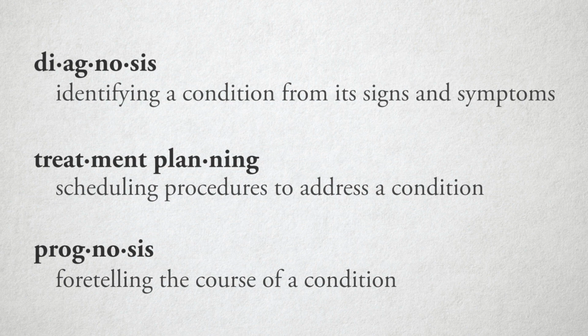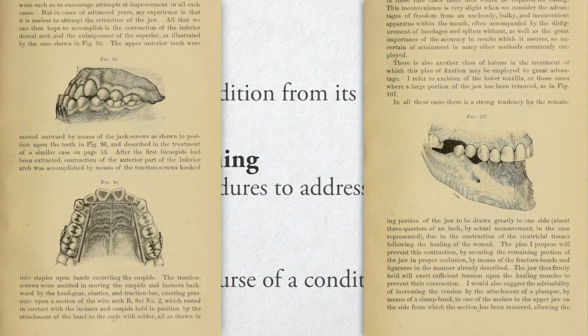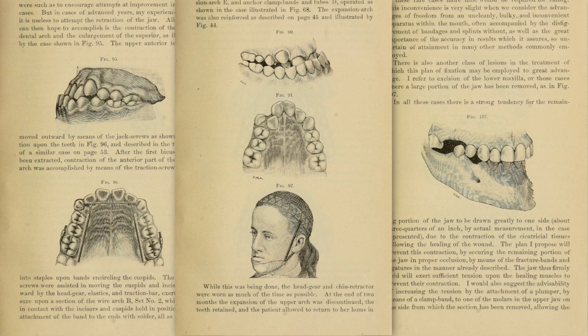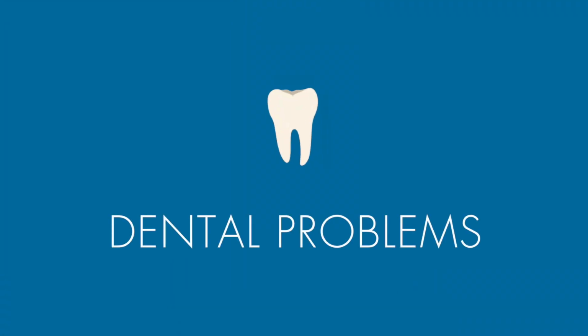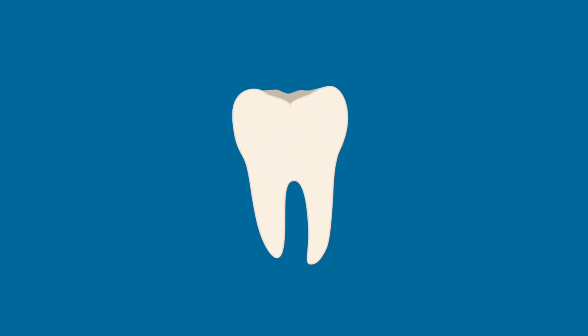Selecting appropriate cases to treat will dramatically increase your chances of success. Some malocclusions are caused by major skeletal or arch length issues that can't be treated with clear aligners alone. But let's start small with dental problems. Here, we're talking about individual teeth.